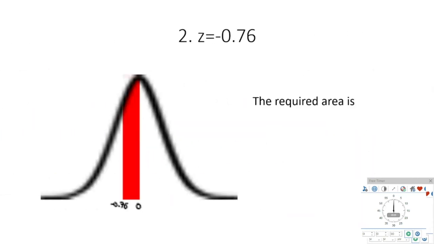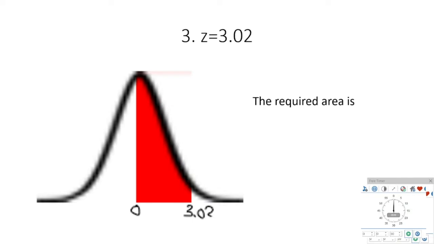Let's have number 2. The z-score is negative 0.76. What is its required area under the normal curve? The required area when the z-score is negative 0.76 is 0.2764 or 27.64%. Are you correct?